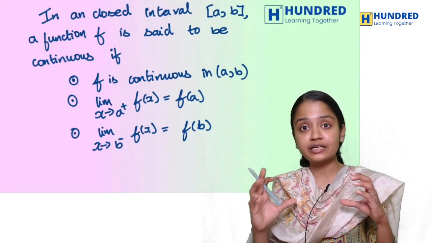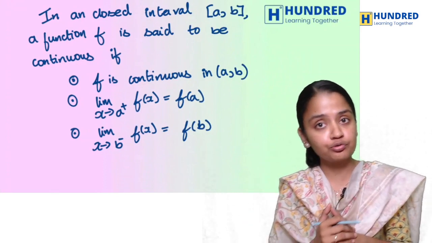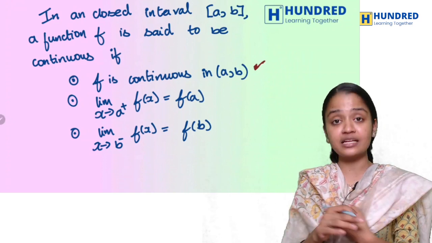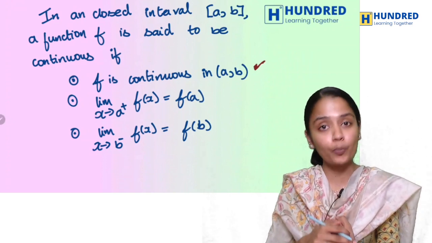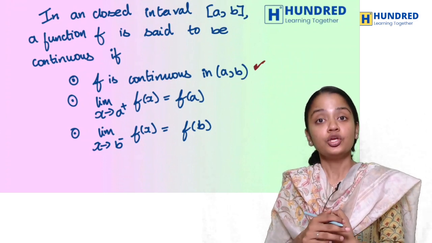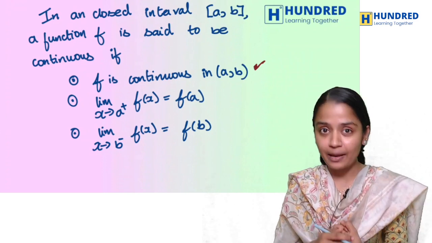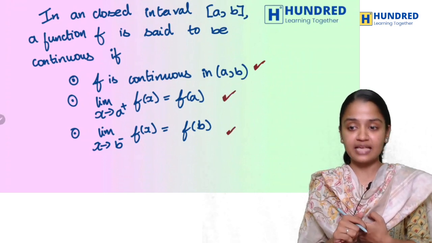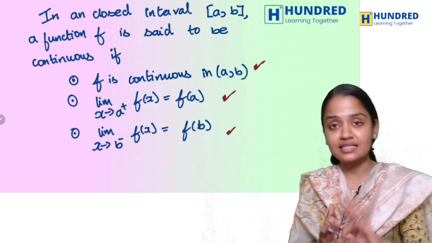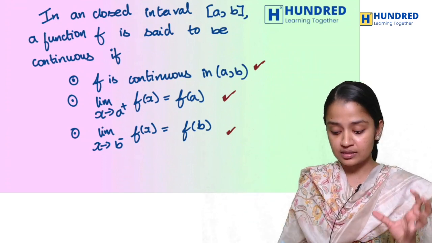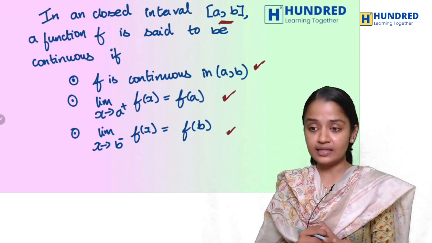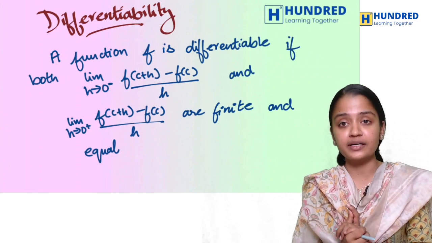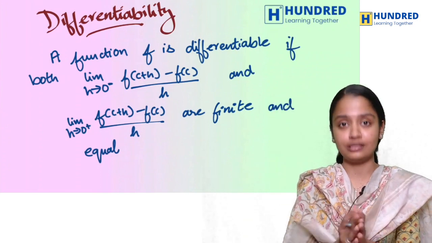For example, if it is defined on a closed interval, what should you say? First, you have to check that it is continuous on the open interval a comma b. Then you have to check that the limit as x tends to a plus of f of x is equal to f of a, and the limit as x tends to b minus of f of x is equal to f of b. So these are the three conditions for you to check if it is continuous in the closed interval a comma b.